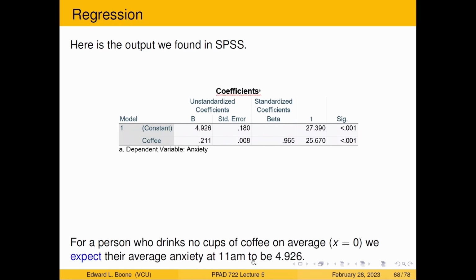Okay, so we can also interpret the constant here. For a person who drinks no cups of coffee on average, that's our x equal to 0, we would expect their average anxiety at 11 a.m. to be about 4.926. So this is sort of the baseline. These are like the control people, the people that don't drink coffee. Of course, they might drink other things and not tell us, but they don't drink coffee. And this is the sort of background anxiety that exists without the presence of coffee.